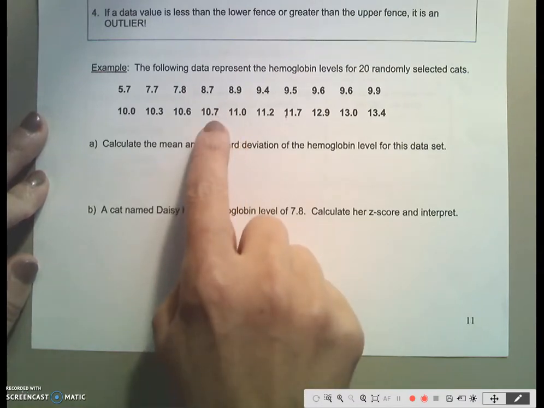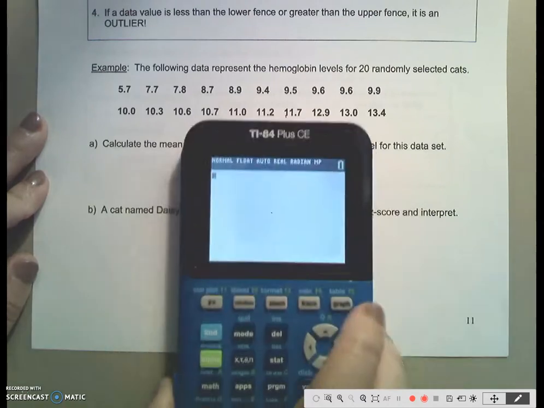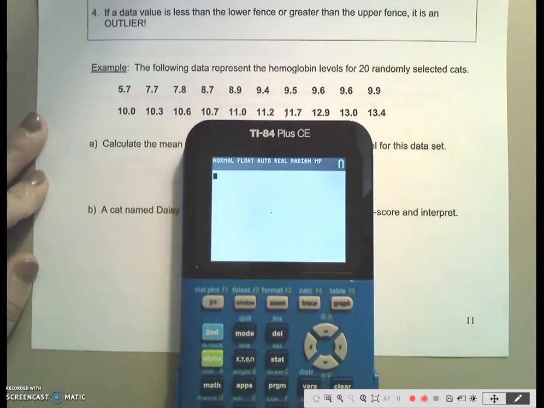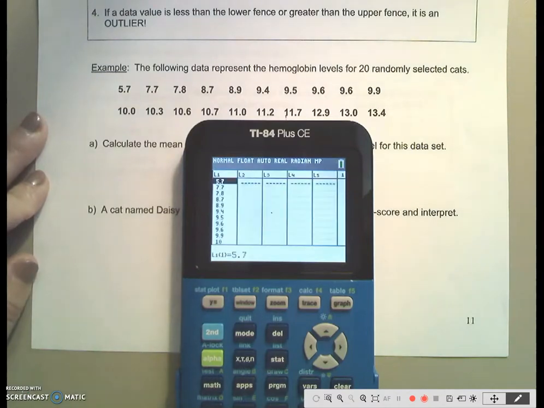So if you do not have this data in your calculator yet, you need to pause the video, and then you need to put it in. So you're going to go Stat, Edit, and then you want to make sure that you get all these data points entered. So go ahead and pause and do that, and then come back and join me.